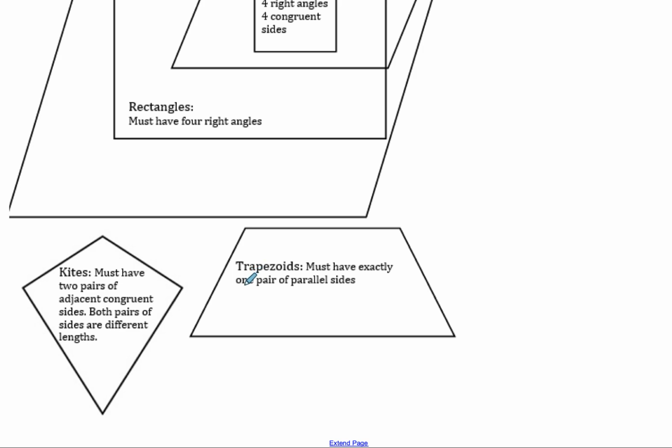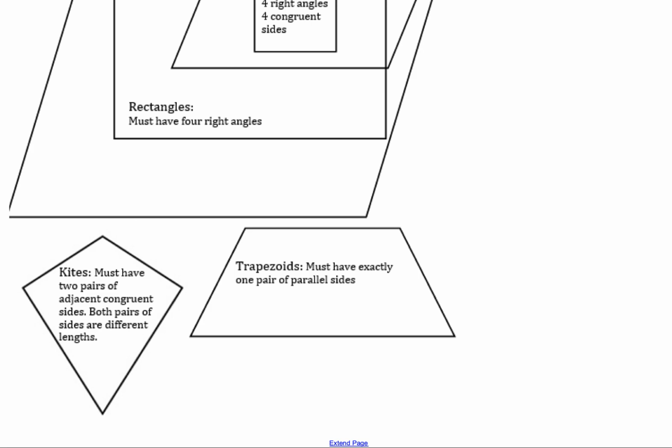And then a trapezoid has exactly 1 pair of parallel sides. So the top and the bottom on this one are parallel, but not the 2 sides. Sometimes you see a trapezoid with the sides being parallel and the top or bottom being slanted. So trapezoid, 1 pair of parallel sides. Neither of those are considered parallelograms.